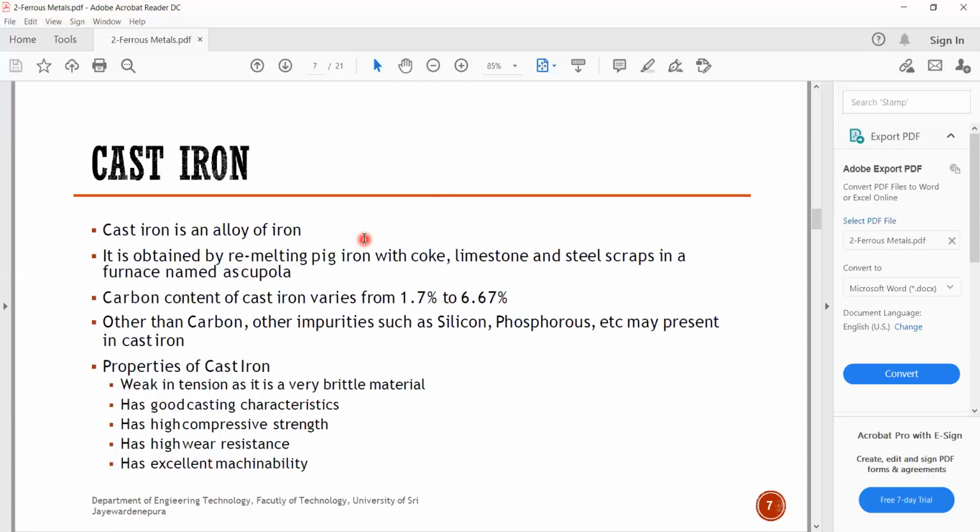right? Just think about gold. Gold is an alloy. You are adding copper, right?